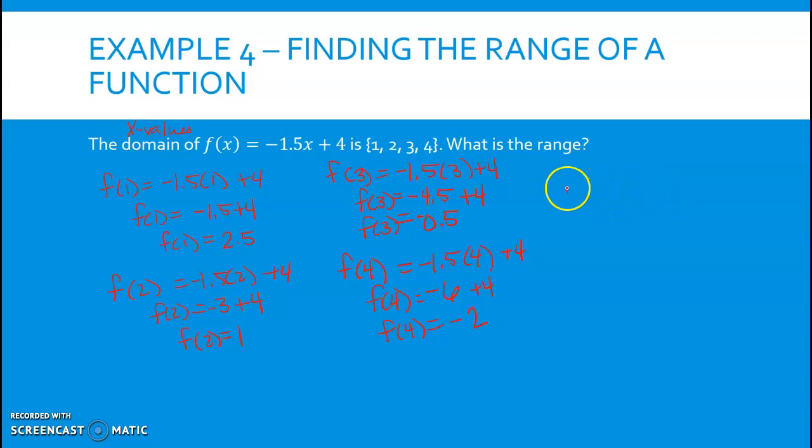And so my range is going to be, and I'm going to put them in numerical order, negative 2, negative 0.5, 1, and 2.5. Oops, curly brackets is what I want. But that is my range. And again, all we did was take the domain values and plug them in to get our range values.